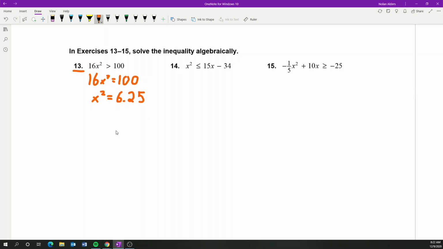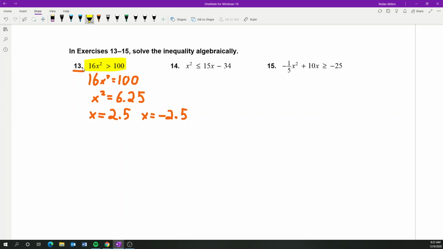Okay, and then we'll take the square root. So if we take the square root of both sides, we'll get x equals 2.5. But also remember, anytime we take the square root, we can also get a negative, so we'll also have x equals negative 2.5. Now, these solutions to this quadratic equation are our bounds when it comes to our solution to our quadratic inequality.